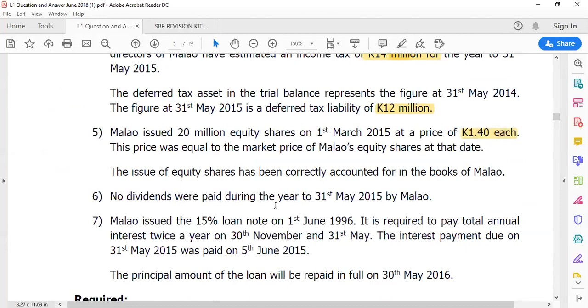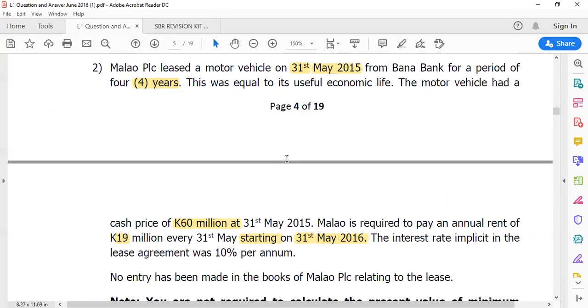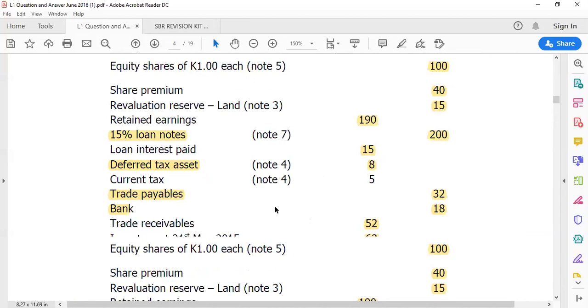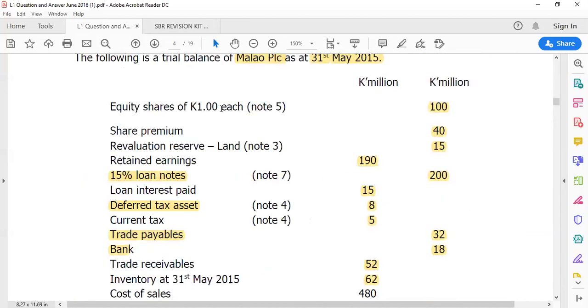Now, I want to tell you something. Whenever you see that shares were issued, simply run quickly and check the par value of the shares in the trial balance. So what was the par value? The shares for Malawi PLC were 1 kwacha each. Are you seeing? Meaning that if he issues 20 shares, 1 kwacha is going to go to the share capital straight.